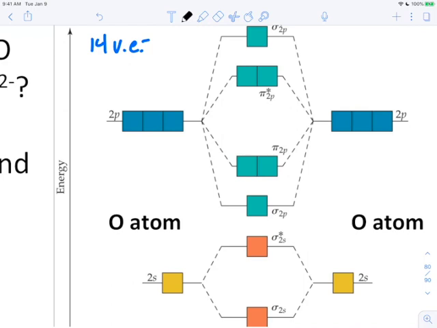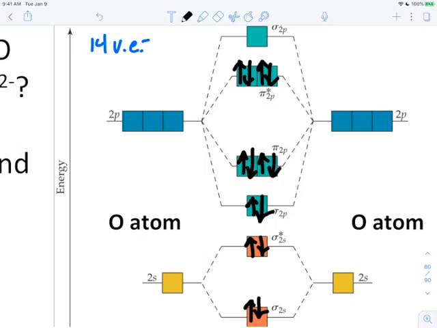All right, so let's go ahead and do this together. So we have 14 valence electrons. So I'm going to say 1, 2, 3, 4, 5, 6, 7, 8, 9, 10, 11, 12, 13, 14. All right, so we've just done 14 valence electrons.